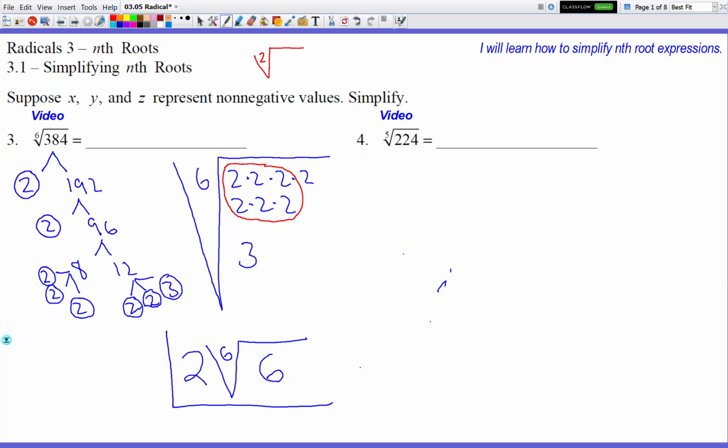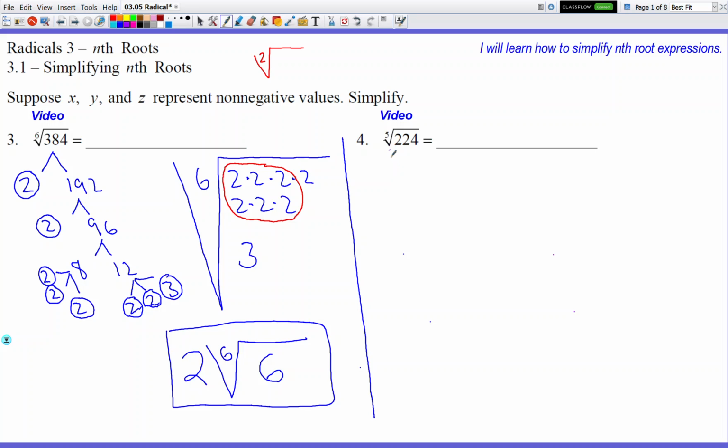And there's your answer. Okay, so it looks very similar to what we did in the past. The only difference is you've got bigger numbers and you have to circle more things based on the number inside that little check mark. Okay, so that's it for the first one. So let's go to our next one.